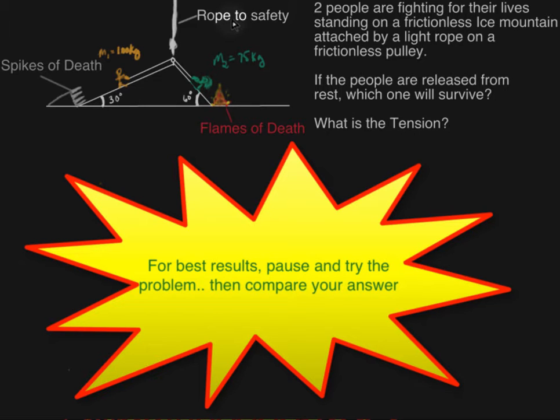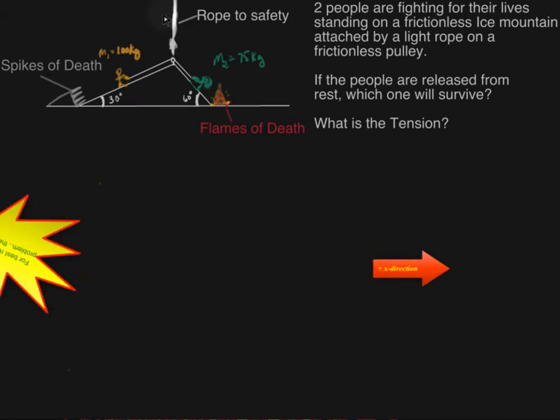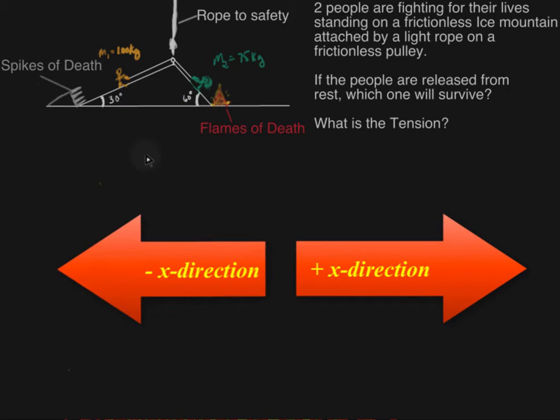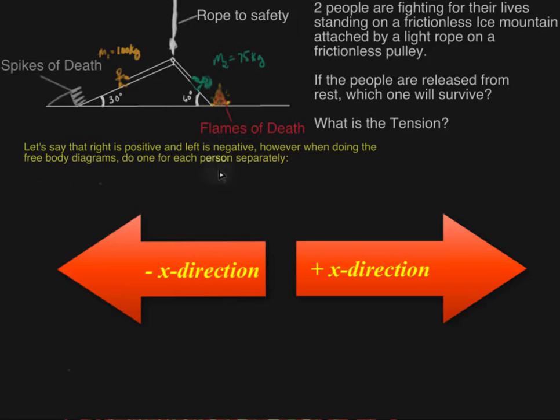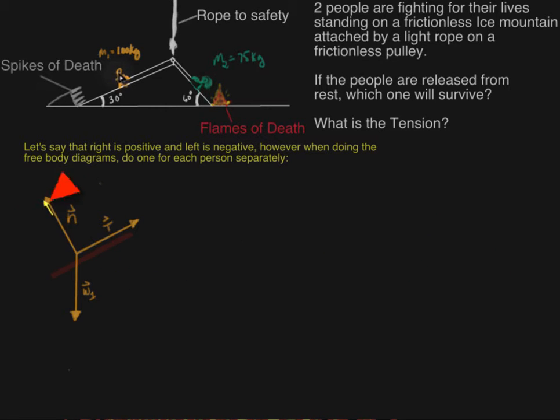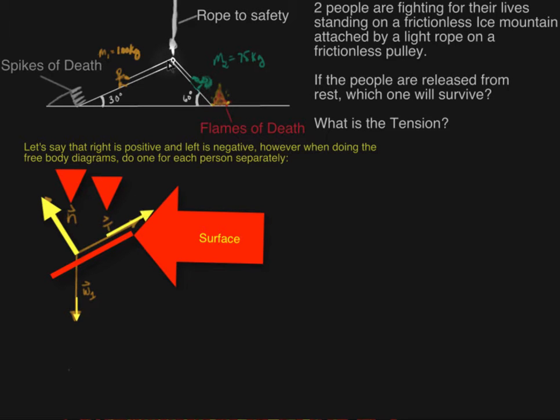So if we look at the system, we can determine that right is positive, left is negative, up is positive, down is negative. Now, whether we're talking about up and to the right, or down and to the right, that's positive, or left and down, or left and up, that's negative. So once that's established, we can do a free body diagram for each person separately. So this person has a normal force perpendicular to the surface, a tension pulling him or her that way, and a weight pulling them straight down.